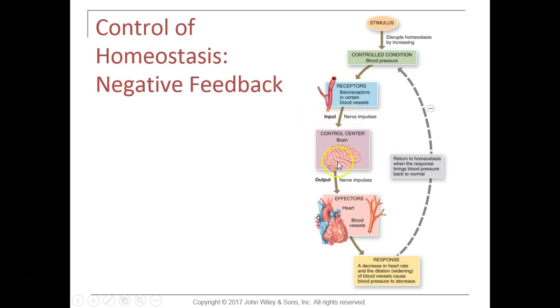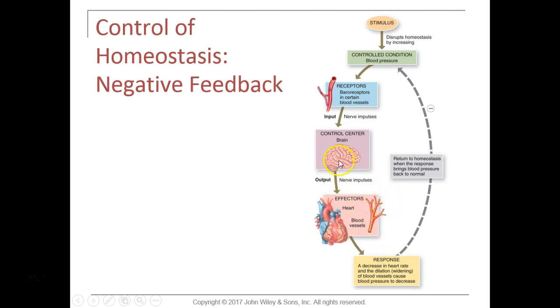The brain then analyzes those nerve impulses and determines that, yes, our blood pressure went up. The brain then says, yep, we better do something about it. We don't want that high blood pressure all the time. So the output information, which are nerve impulses, go to the effectors that have the ability to change blood pressure: your heart, and certain blood vessels around the body, small arterioles.